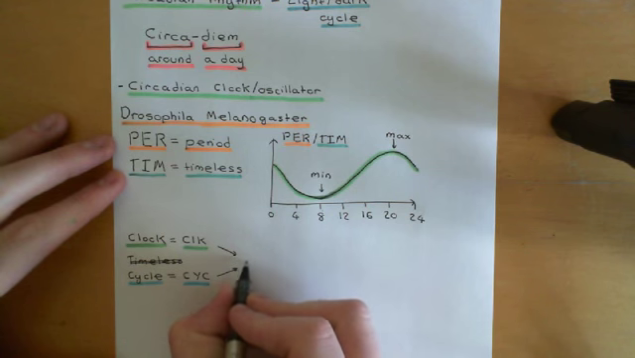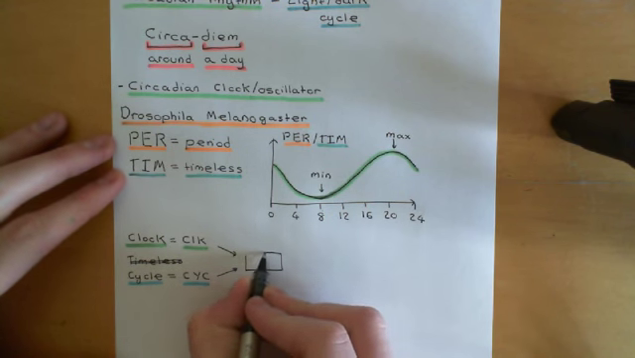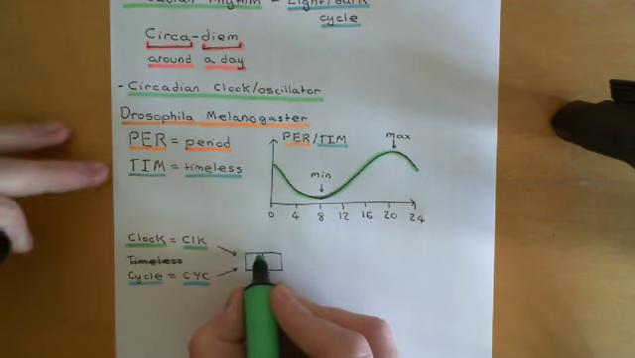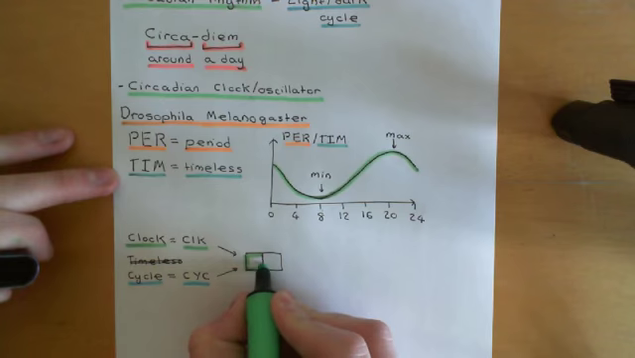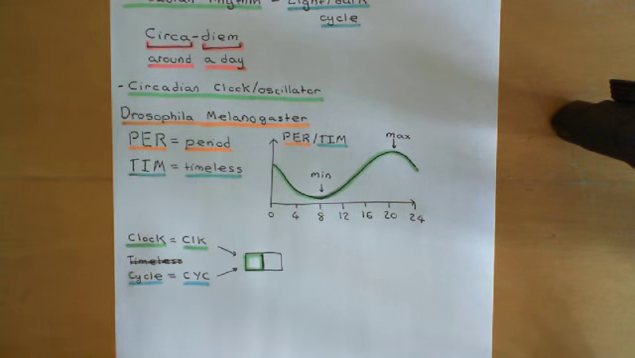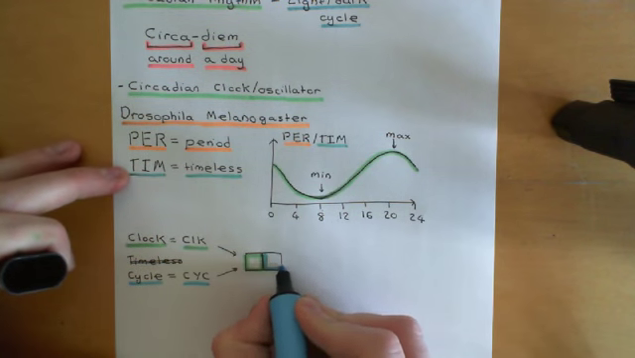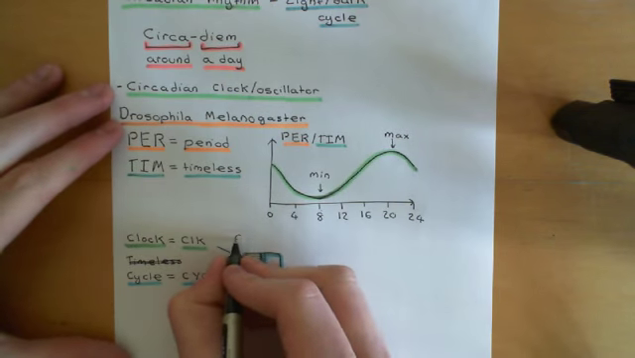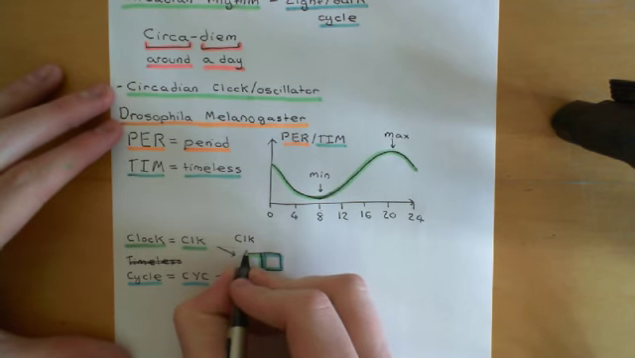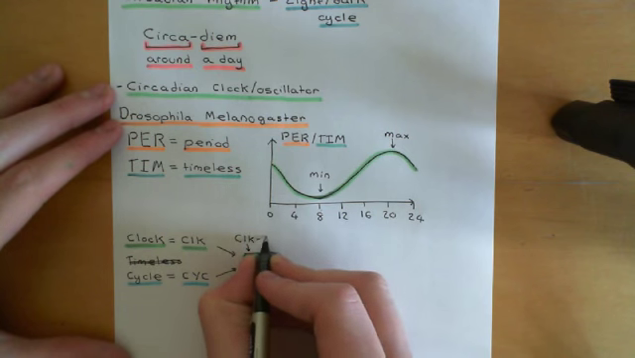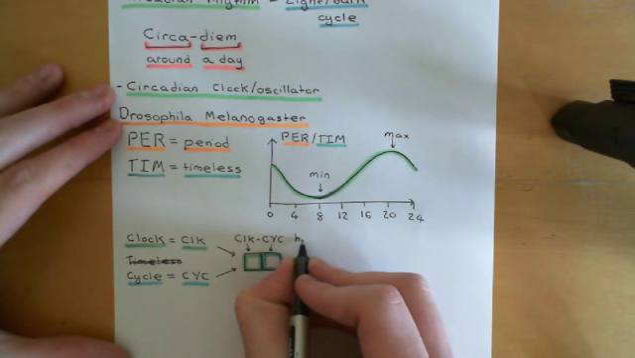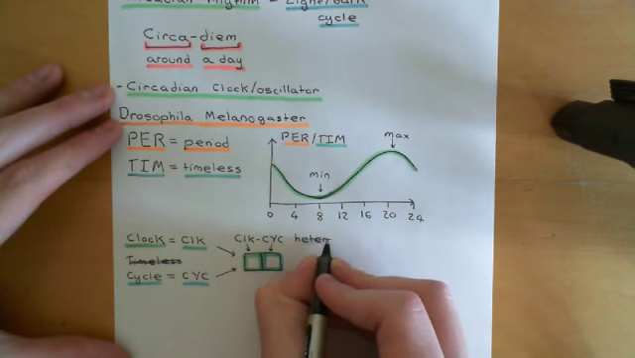So they're going to form a Clock-Cycle heterodimer, which I'll represent like this. We'll have Clock represented here in green, and then Cycle represented here in blue. These two squares are the Clock and Cycle proteins heterodimerized together, so I'll label them up. This is Clock here, and then we've got Cycle sitting next to it. We can call this a Clock-Cycle heterodimer.